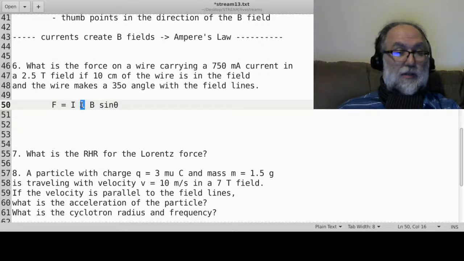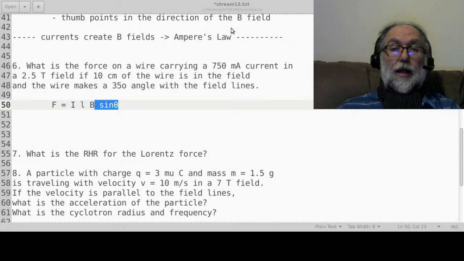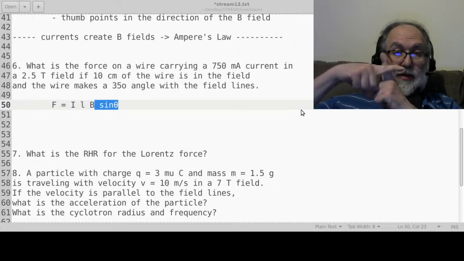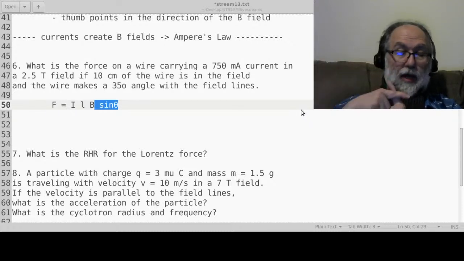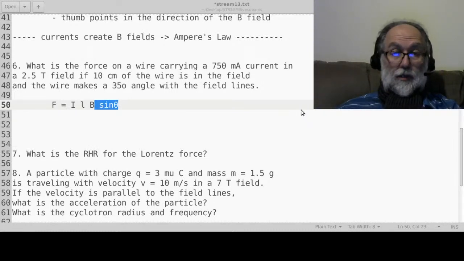Okay, so that's why there's an L there. And also there's an angle, and this is important. The most force you're ever going to get is when the current and the B field are perpendicular. If the current and the B field are parallel, there is no force at all. It might seem counterintuitive, but that's just the way the B field works. B fields work when they're crossing things.